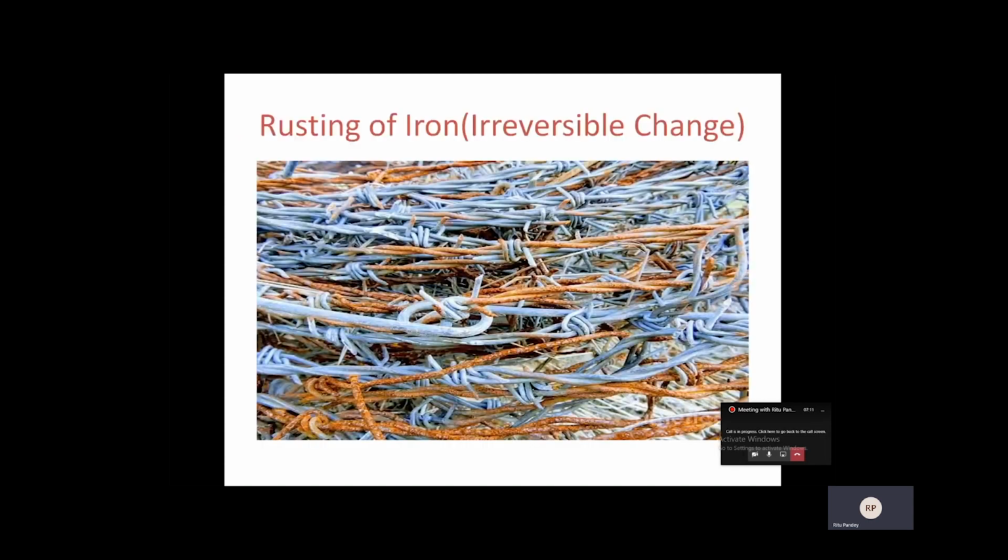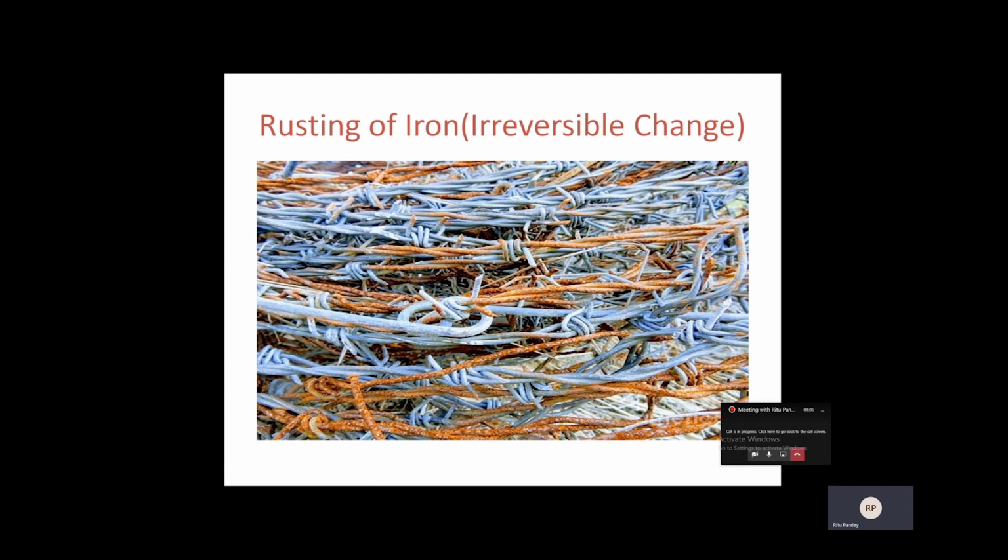Now, the next is the rusting of iron. As you can see here in the slide, the iron wires are there. Take this iron wire and bring it near a magnet. The magnet attracts the iron wire. Now, leave this iron wire in a moist place for a few days. You will notice that the iron wire develops a reddish brown coating all over it. This coating is called rust. Rust is a hydrated oxide of iron and a new substance is formed. It forms due to the reaction of iron with oxygen dissolved in water.